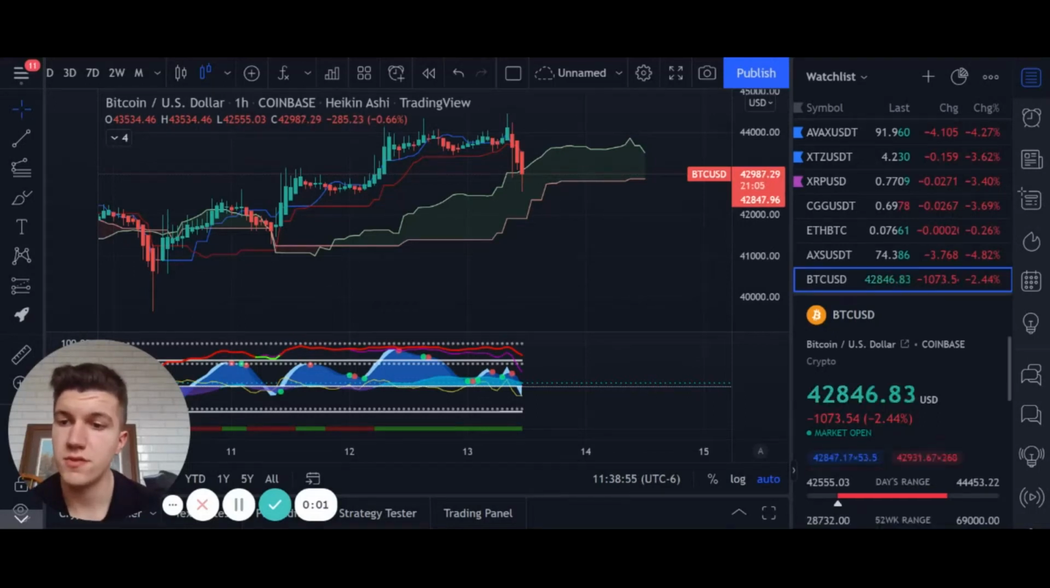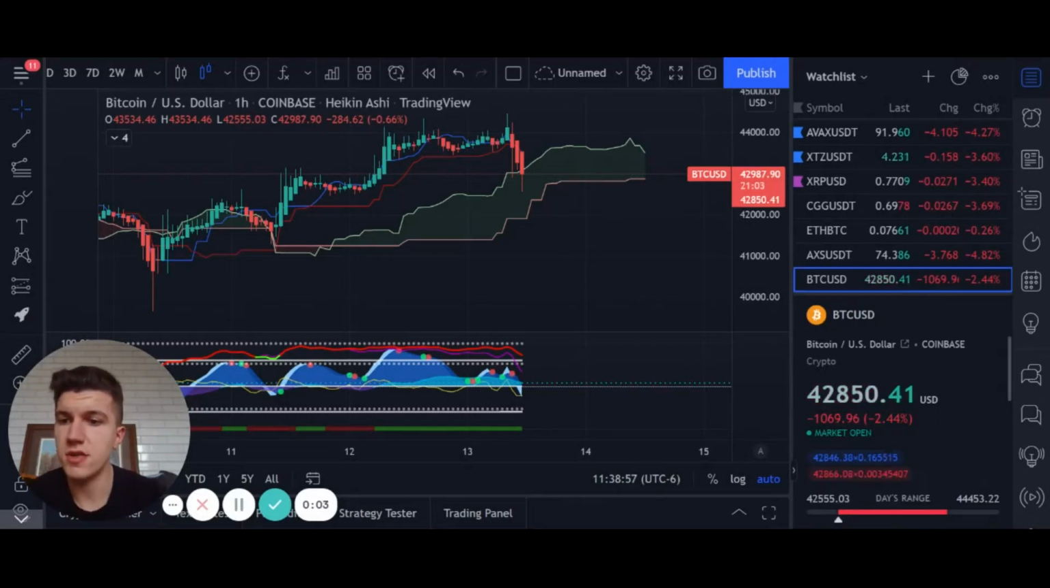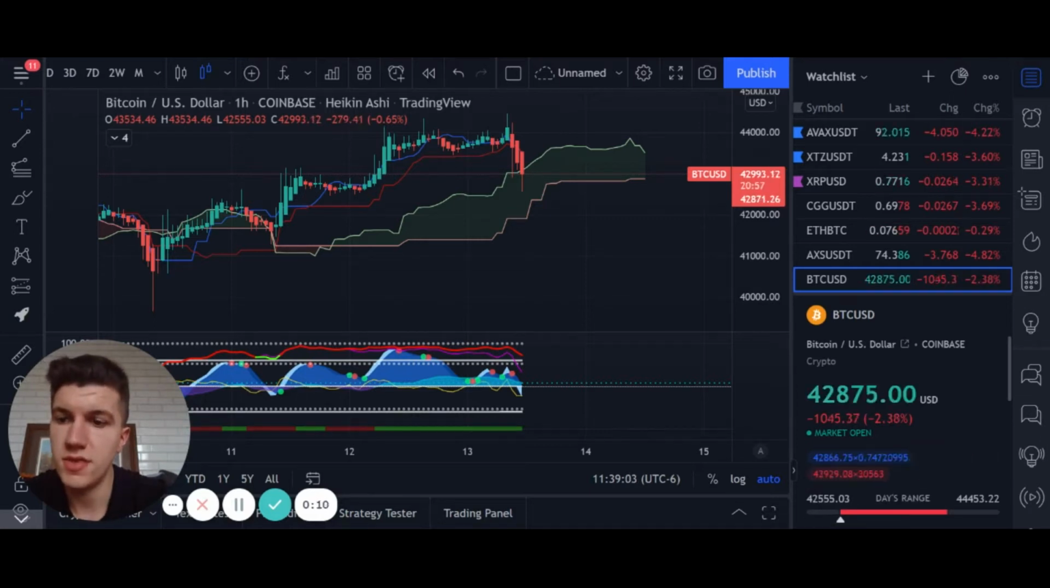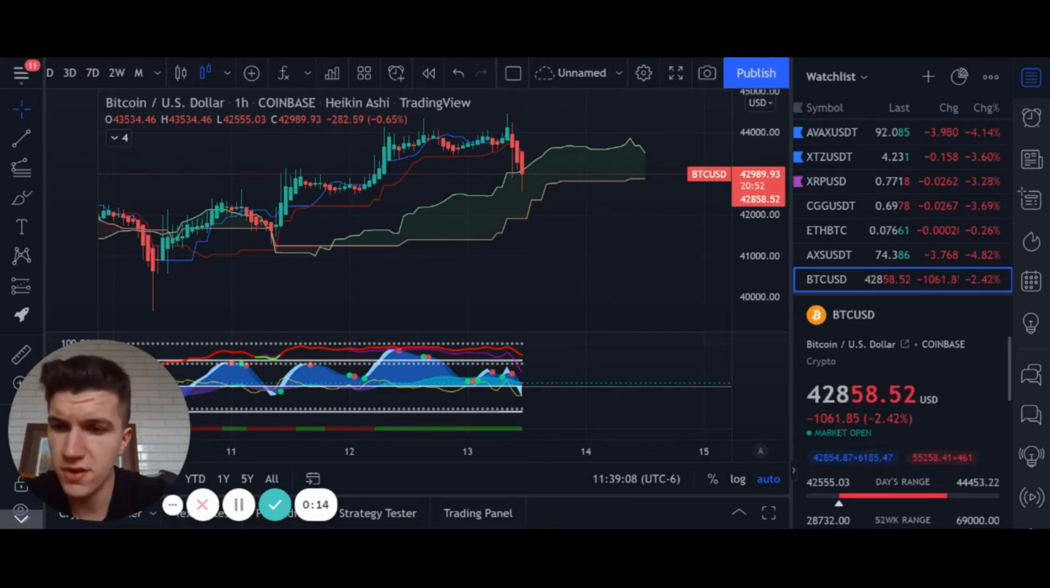Hello, everybody. This is a common strategy that I use for trading Bitcoin and Ethereum. It is the Ichimoku cloud strategy integrated with Market Cipher on the 1 hour time frame.